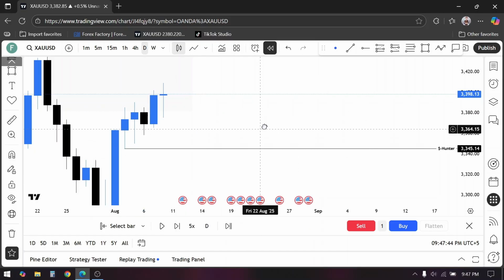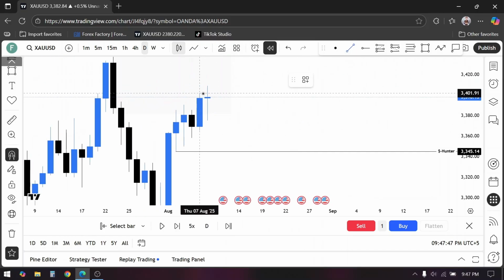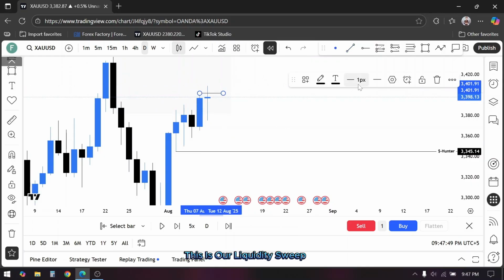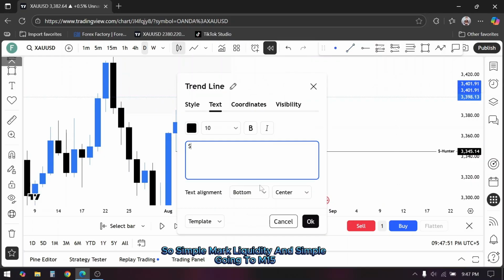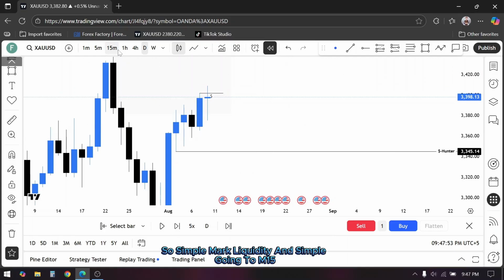So this is our liquidity sweep. Simply mark the liquidity and go to M15.